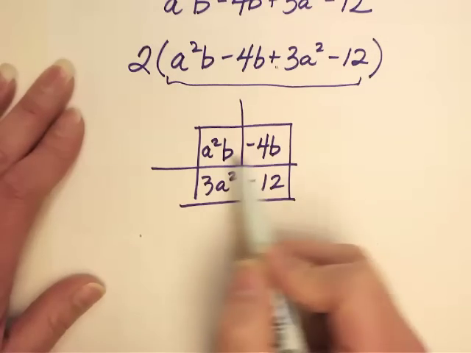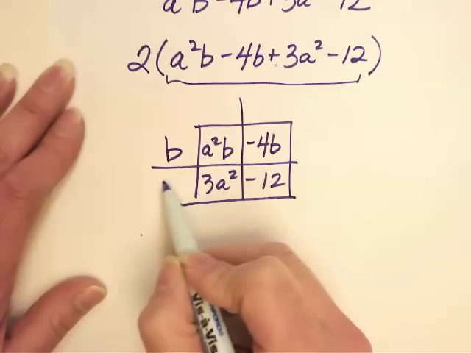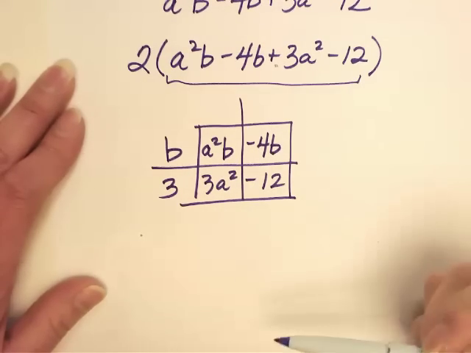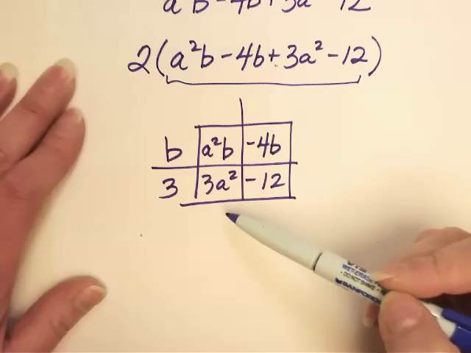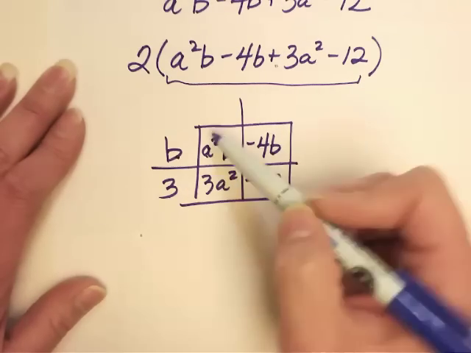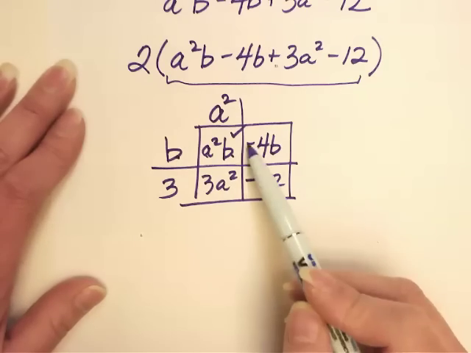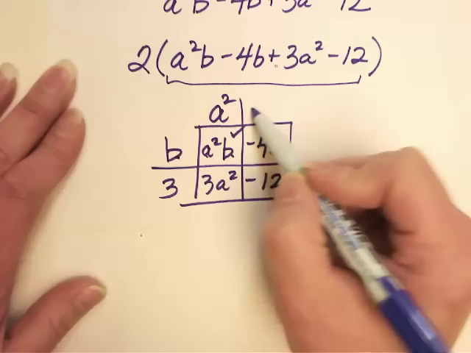What do these two have in common? They both have a b, factor out a b. These two have a factor of 3. Now going vertically, I have b. What times b will make a squared b? A squared. So that's a check. What times b will give me a negative 4b? Negative 4. And that's a check.